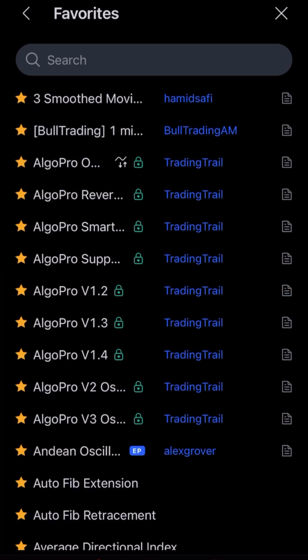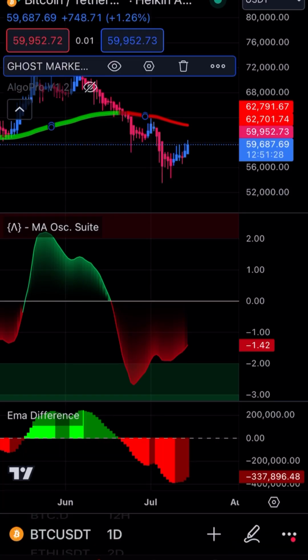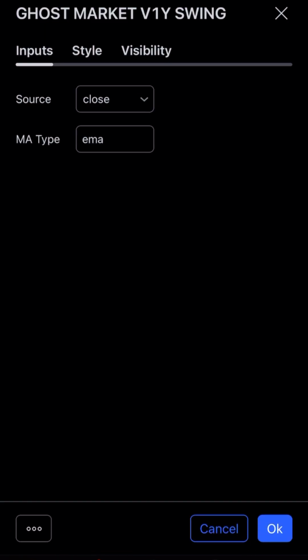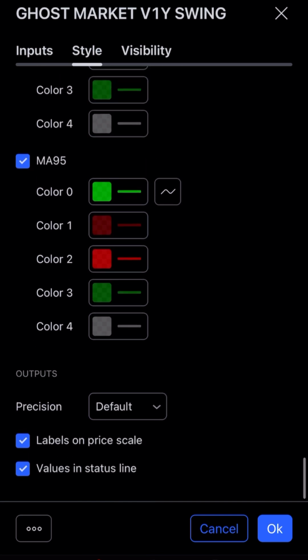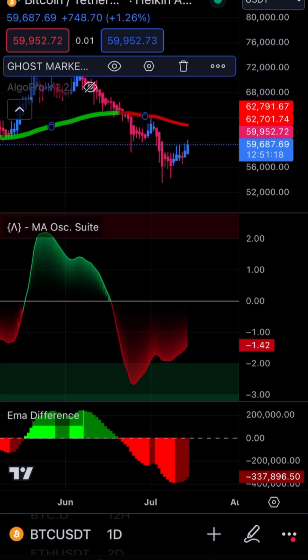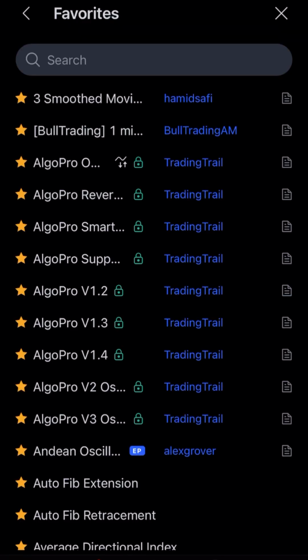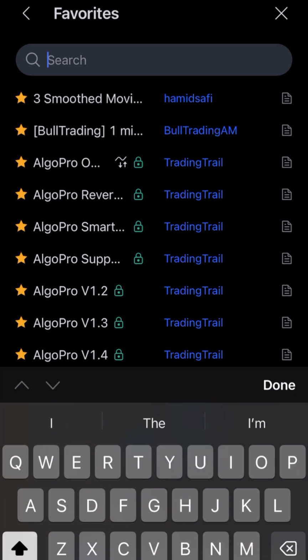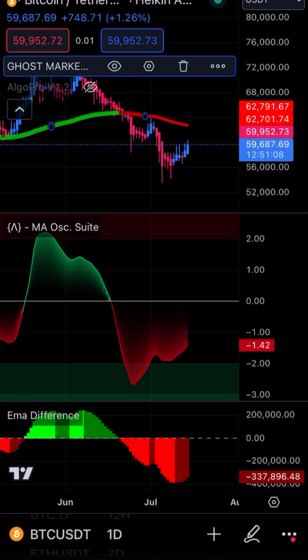You can get Ghost Market Pro. If you want the Ghost Market Pro package, you get it, check everything off, and you get the 90-95 right here, and those are the only ones you need. If you don't want Ghost Market Pro, then you're going to have to use CM EMA trend bars, and put in the settings of 90-95.